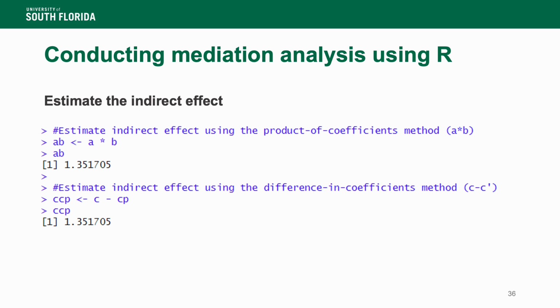So the indirect effect estimate of 1.35 indicates that physically inactive individuals have a 1.35 higher blood pressure value on average compared to physically active individuals because they have a higher BMI. So in other words, this is the part of the effect of physical inactivity on blood pressure that is explained by BMI.